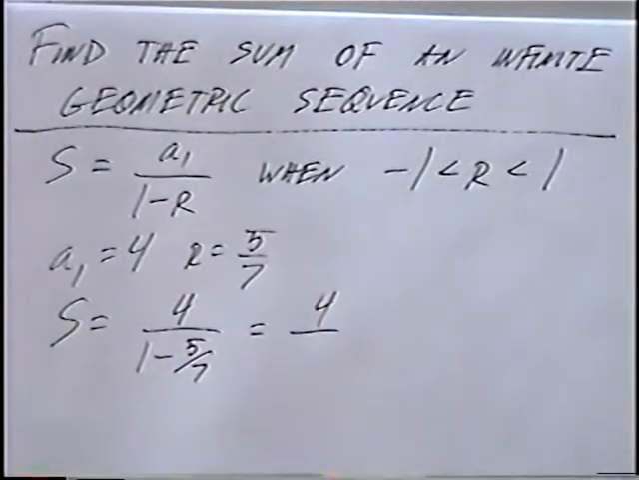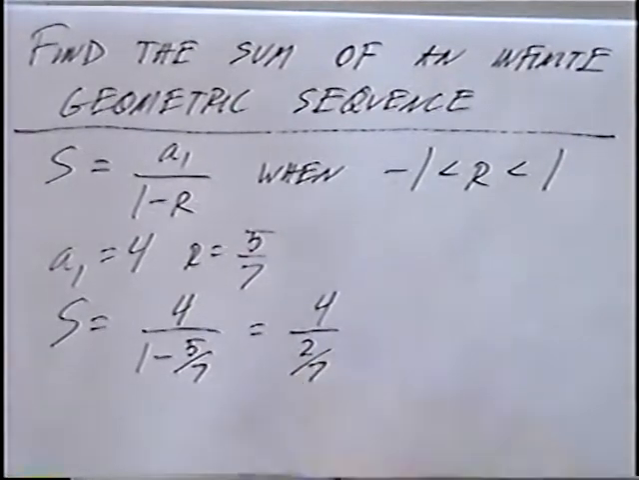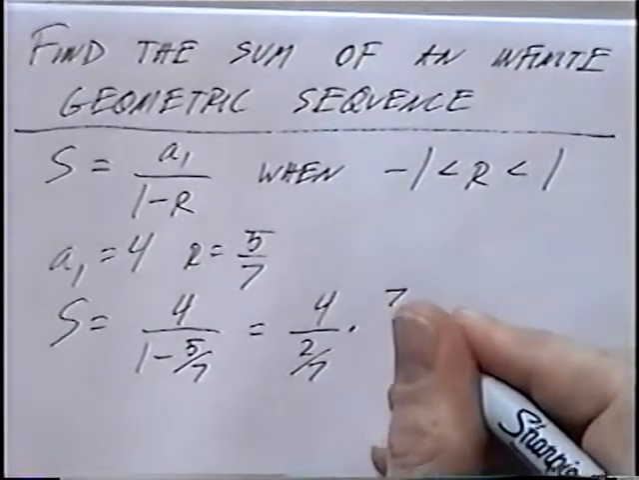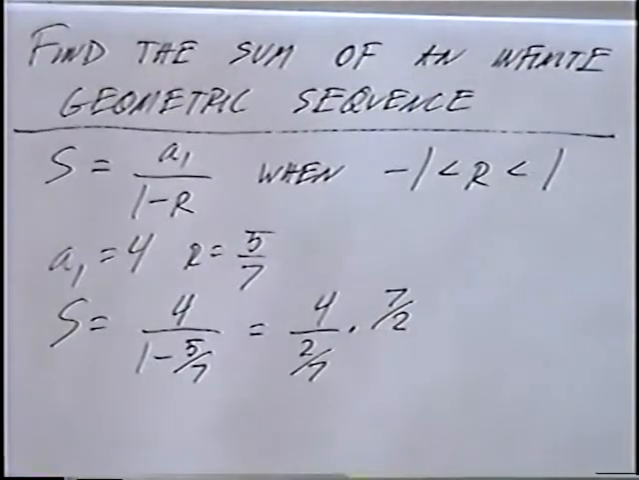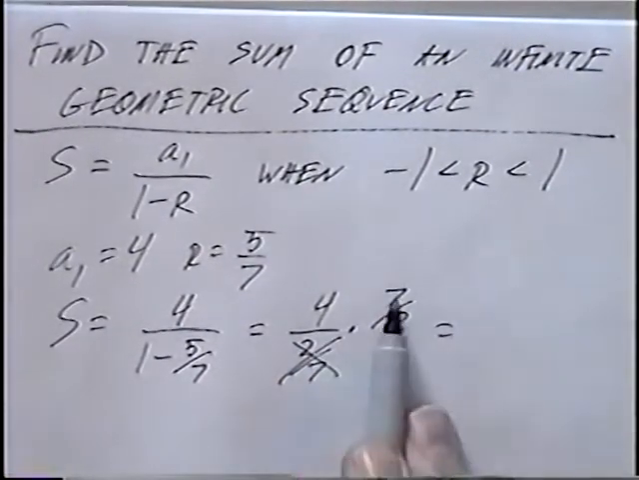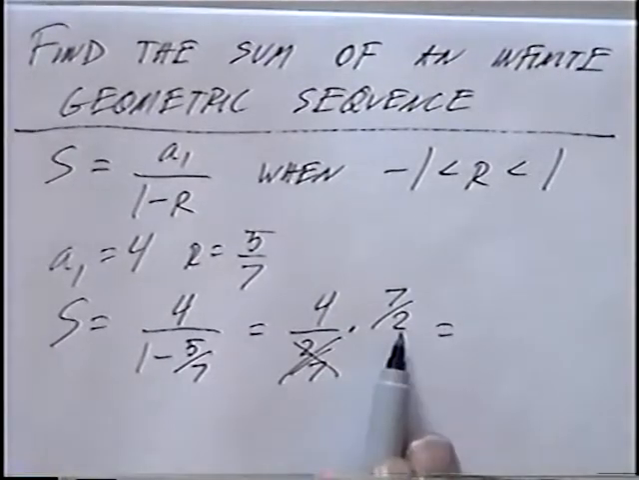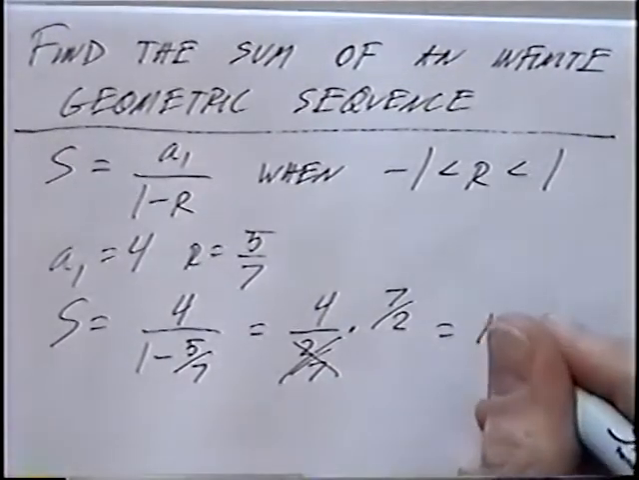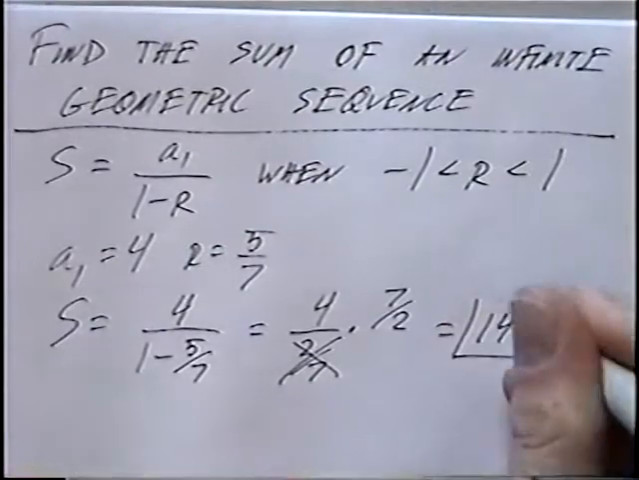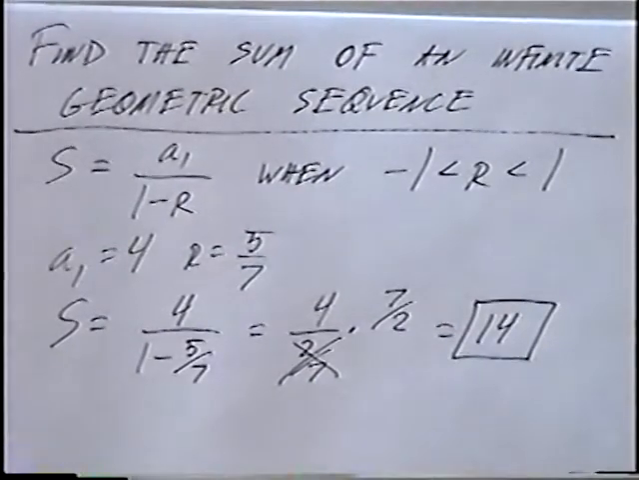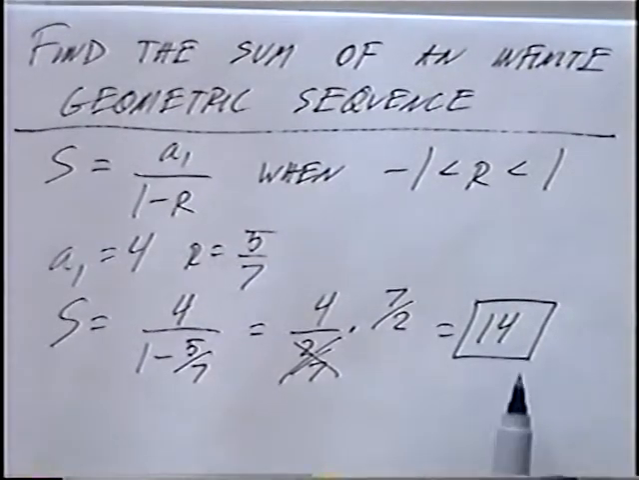which is equal to 4 over 1 minus 5 over 7, which would be 2 over 7. And instead of dividing by 2 over 7ths, we can multiply by the reciprocal, 7 over 2. 4 times 7 would be 28, and 28 divided by 2 would be 14. So the sum of all the terms in the infinite geometric sequence is approximately or equal to 14.